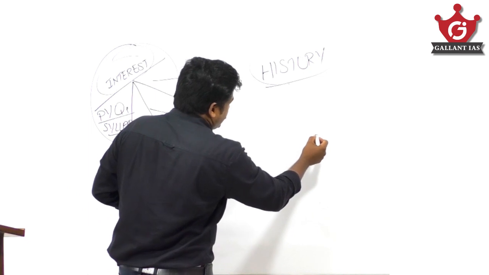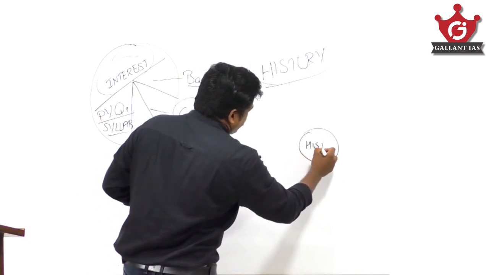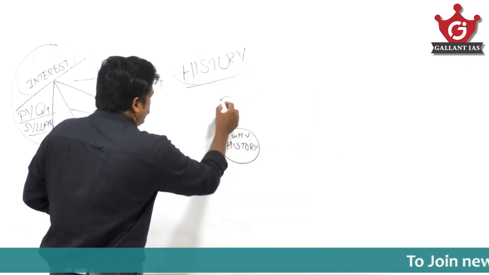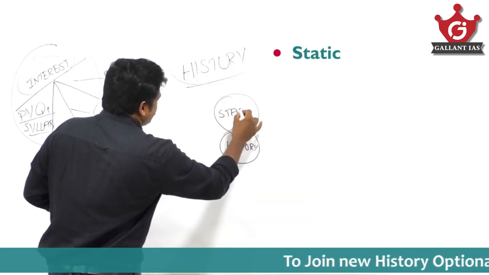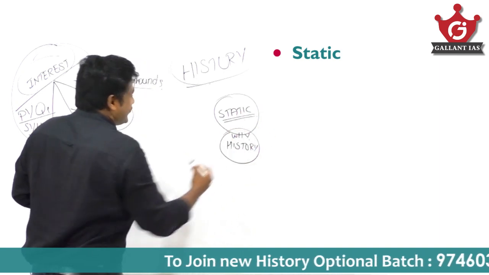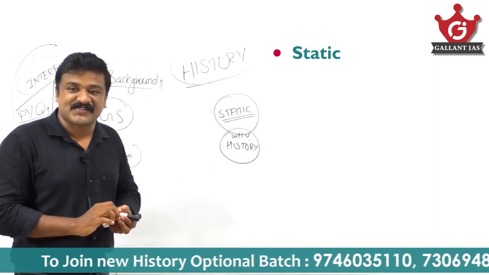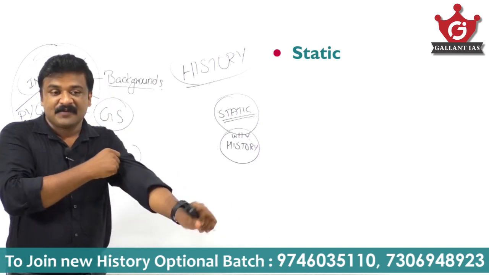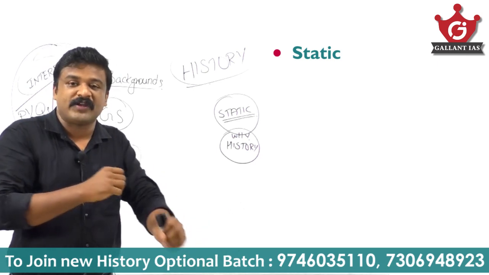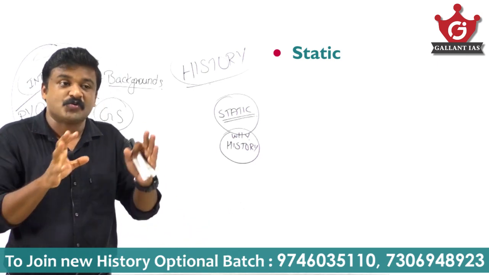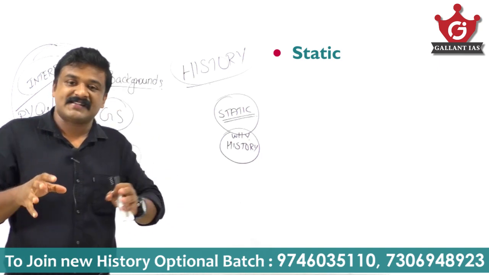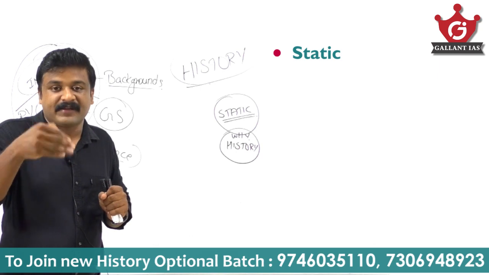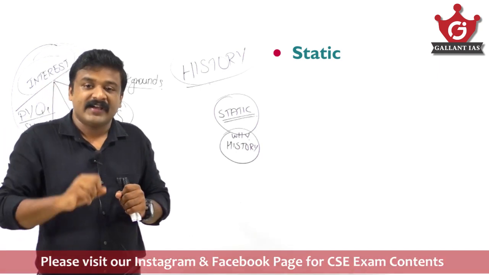If you ask me why history, I would say one of the advantages is that it is static. This is one of the biggest advantages of the history optional. The syllabus is mostly static because you do not need to invest hours and hours into current affairs preparation. In some optional subjects, you require an equal amount of current affairs upgradation in order to score well in such optionals.